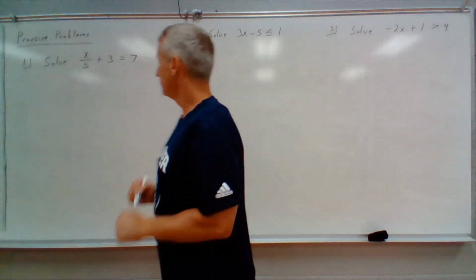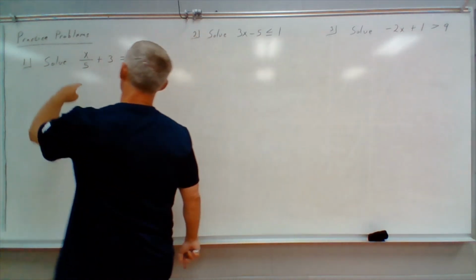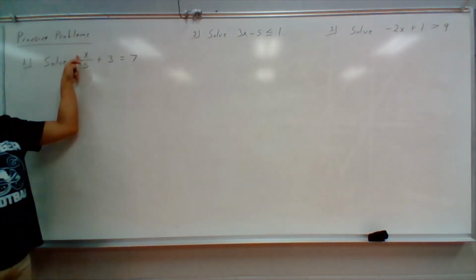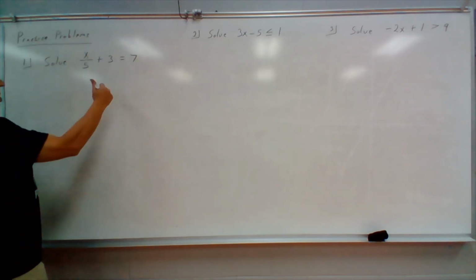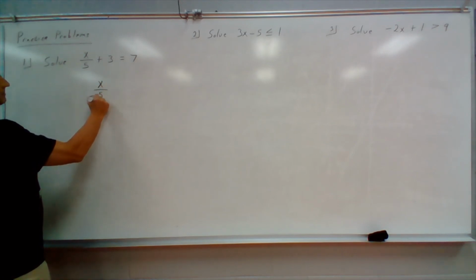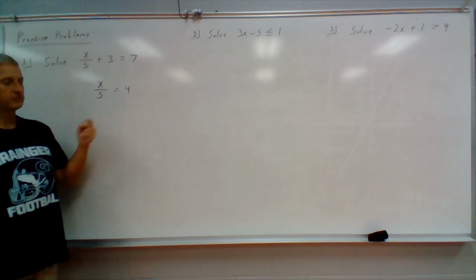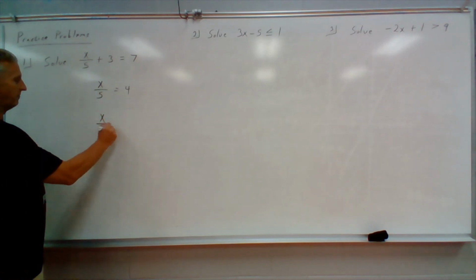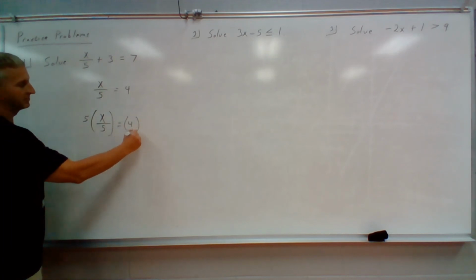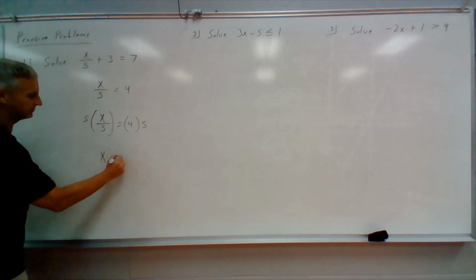All right, let's have a look at these. So the first one, solve x over 5 plus 3 is equal to 7. Okay, there's one unknown in here, so our job is to figure out what value of x makes this a true statement. So I'm going to subtract 3 from both sides. X divided by 5 is equal to 4. So to get rid of the 5, I need to multiply both sides of this equation by 5. The 5's cancel, and I'm left with x equals 20.